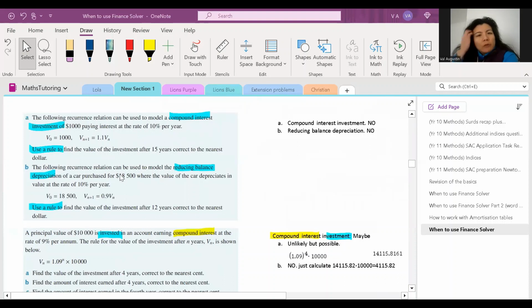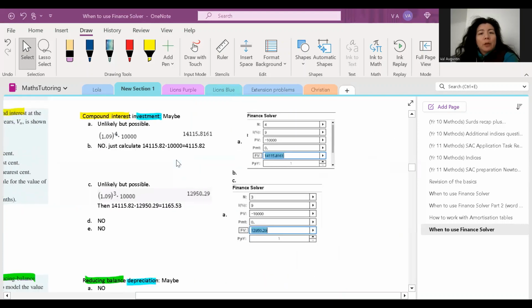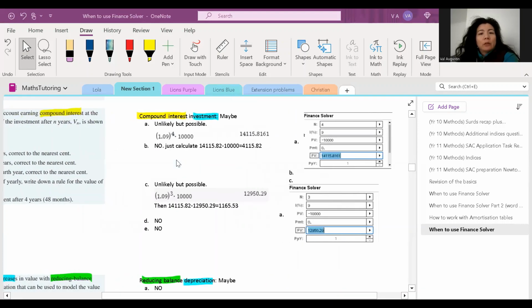Okay, these ones are different. Because they're asking you to find a rule, in both cases, Finance Solver is not appropriate, even though they are both compound interest in some way. With this one, I would probably not use Finance Solver because all the work is done for you. You're already given a rule. You could, however, if you wanted to, do that. So just make sure you follow what's happening with the Finance Solver.